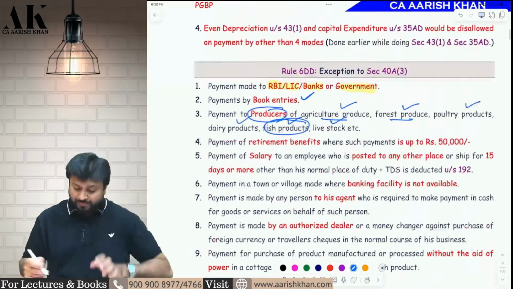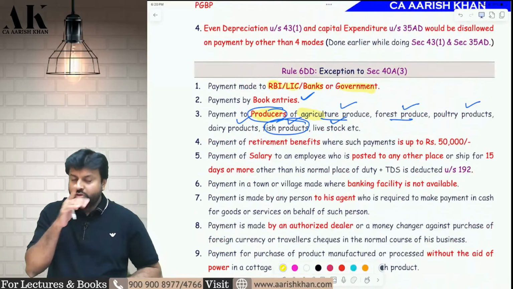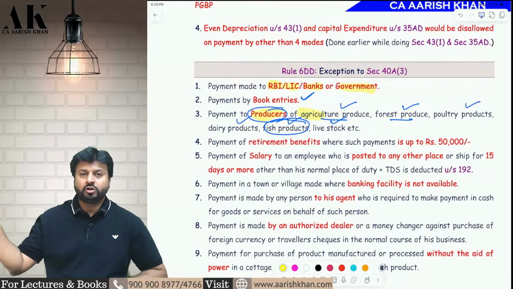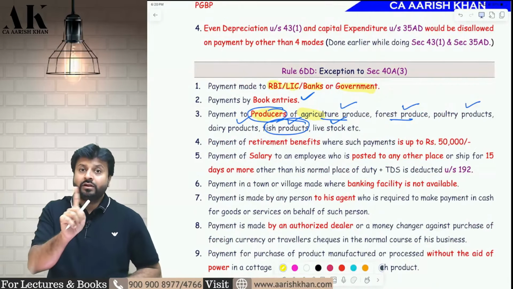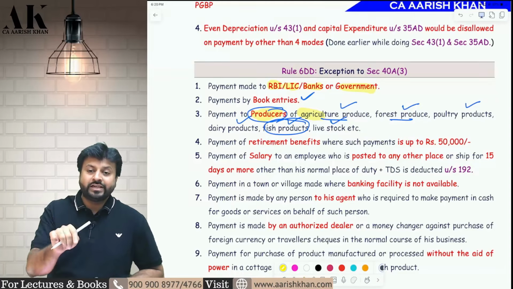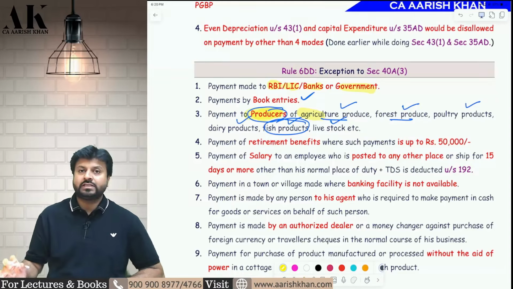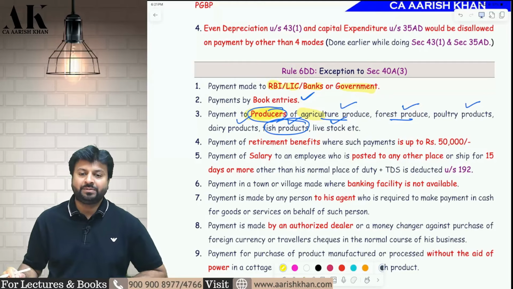So what if I buy these products and go to a shop, go to a shopping mall, and buy these products from there? Then rule 6DD is not applicable. Rule 6DD is only applicable if you buy these products from the producer of these items. Are you clear? Otherwise, it is not applicable.